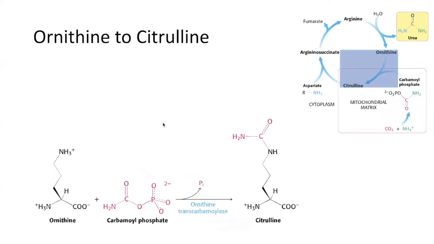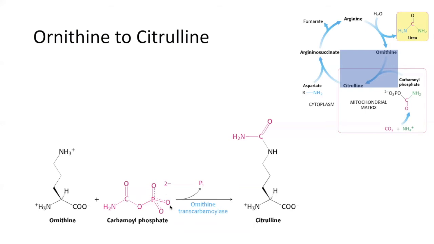Now, the carbamoyl phosphate will interact with ornithine. So if you want a metaphor, in the TCA cycle, the first thing that interacts is oxaloacetate. In the Calvin cycle, the first thing that interacts is ribulose 1,5-bisphosphate. In the urea cycle, it's ornithine. Ornithine is this molecule right here. It is an amino acid, but it's not proteinogenic, so we don't see it in our proteins.